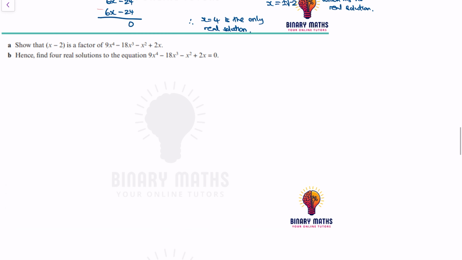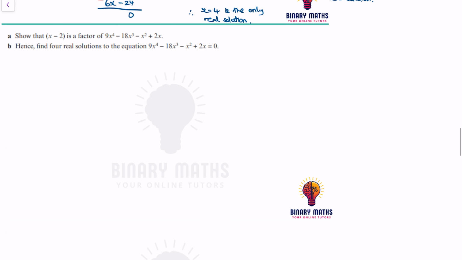Show that x minus 2 is a factor of this quartic. Okay, so if x minus 2 is a factor, then I need to substitute f of 2 in and show that is equal to 0. So f of 2 is equal to 9 times 2 to the power 4 minus 18 times 2 to the power 3 minus 2 squared plus 2 times 2, which is equal to 9 times 16 minus 18 times 8 minus 4 plus 4.